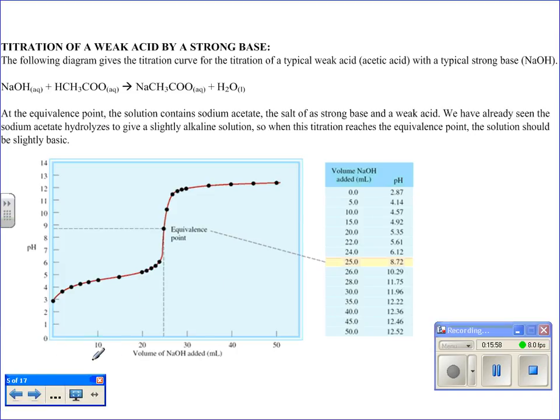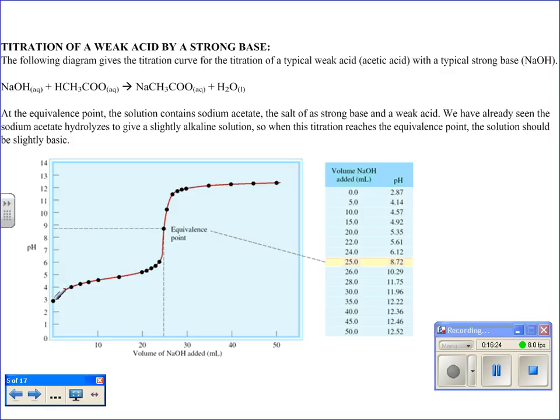Okay. Now, when we're titrating a weak acid by a strong base, we're going to be dealing with a variety of situations. We're going to deal with weak acid calculations, we're going to deal with buffer calculations, and we're going to deal with the addition of a strong base to a buffer. The scenario that we're looking at here is with the titration of vinegar, okay, and by sodium hydroxide.